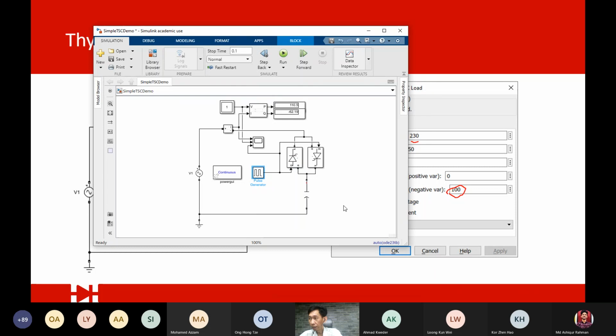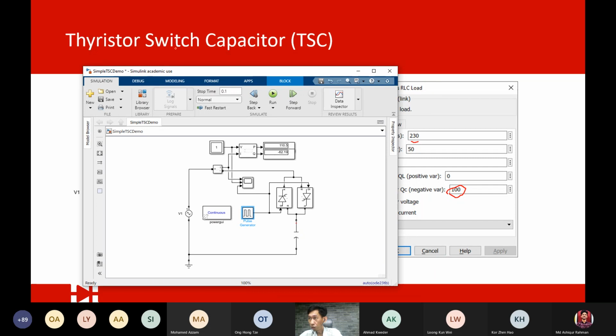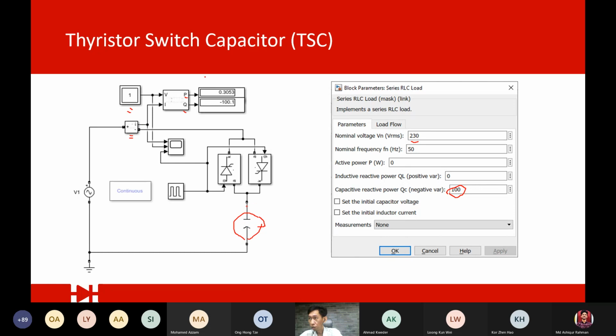But in practice, for TSC, the thyristor switched capacitor, you see the word switch. The word switch means that they don't actually cut at a different firing angle. They either turn it on or off. They don't like what I'm trying to do, because it will distort the current. So that's why it's called switch. If you want a different power, you just have to change the capacitor.